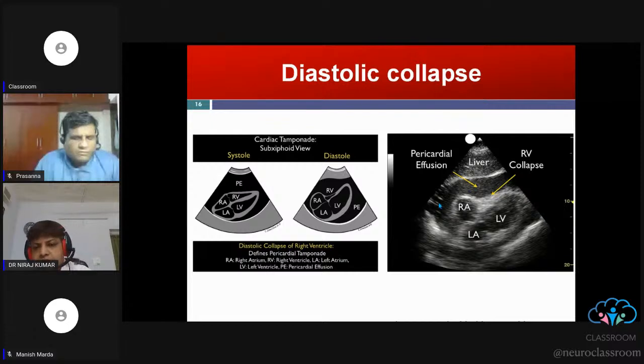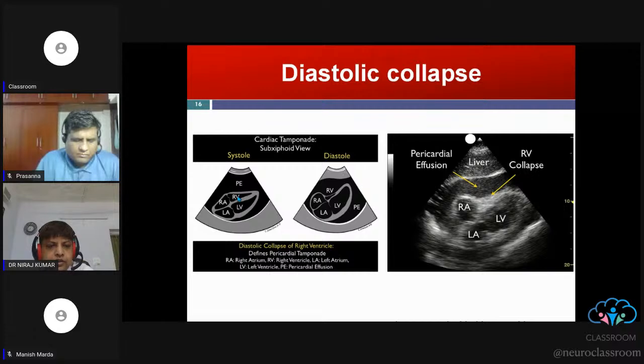Remember the right side and the left side chambers. The left ventricle is very, very strong because it has to pump against the highest systemic pressure. The right side of the heart is not so strong because it has to pump against the low pressure pulmonary circulation. So if the pressure within the pericardium is rising, it starts collapsing the right side of the heart. You can see that the right ventricle is collapsed during the diastole period. This is a very unique feature in cardiac tamponade.